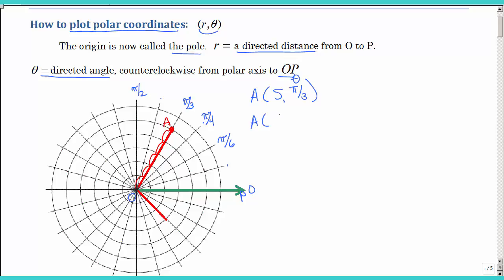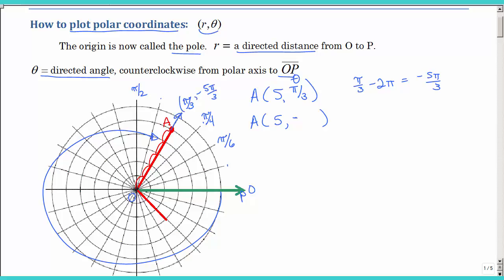What if I wanted to keep it as 5, but I wanted a negative angle? Try to review from trig. How can I go this way? How far would that be? Well, it would be pi over 3 minus 2 pi, which is negative 5 pi over 3. So this angle could be pi over 3 or negative 5 pi over 3. It can also have an infinite amount of other angles just going around the circle either clockwise or counterclockwise an infinite amount of times. So that's a second name for A.